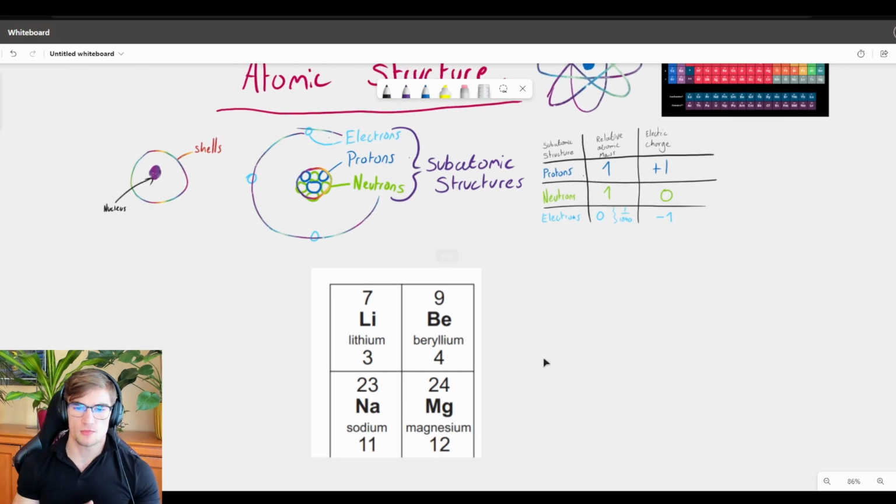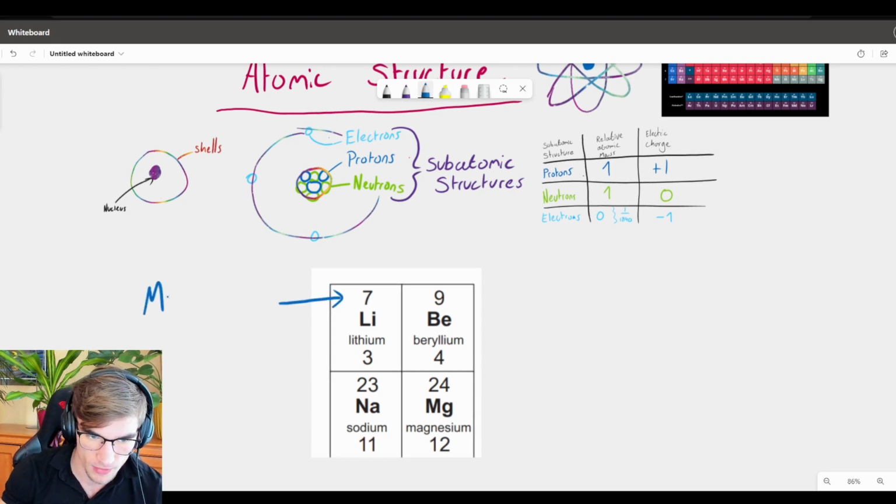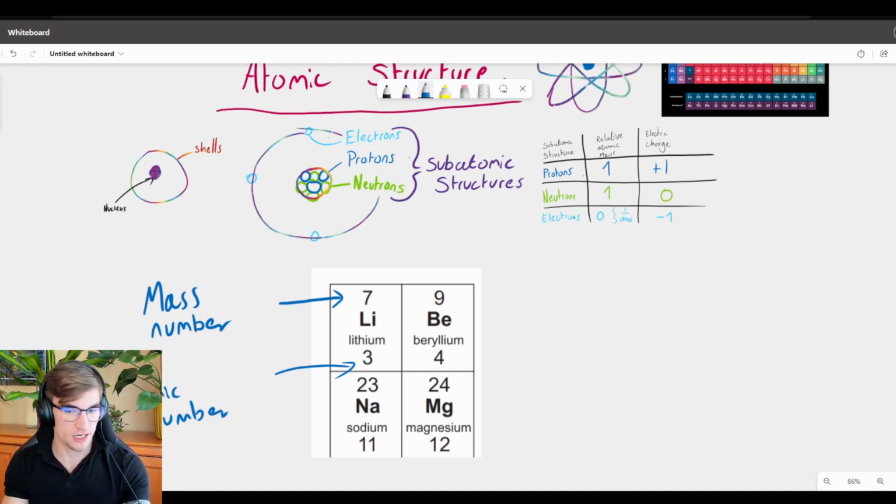Okay, so here are some elements from the periodic table. So if we have a look at lithium, we have these 2 numbers. Top number is the mass number, actually the relative atomic mass number, but I'll just keep it simple for now. And the bottom number is the atomic number. And you see that every element has one, so sodium has 23 and 11, magnesium has 24 and 12, every element has these 2 numbers, one at the top, one at the bottom.